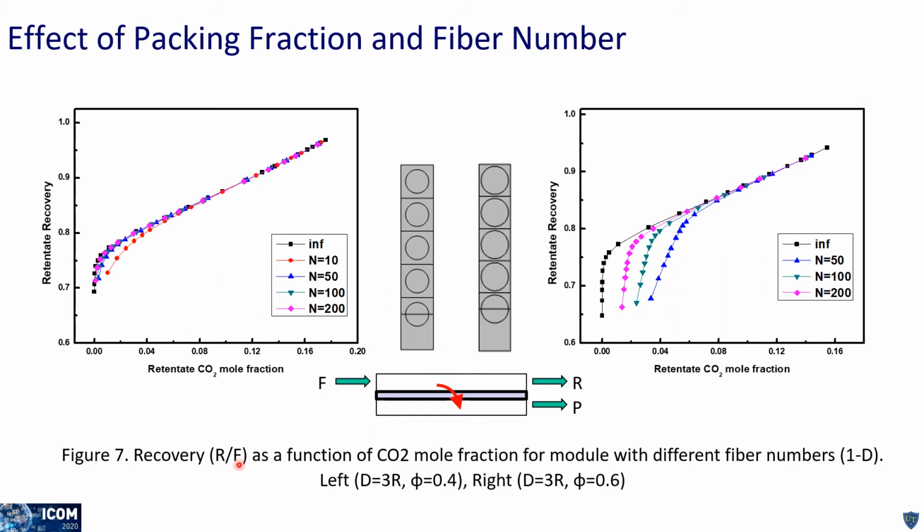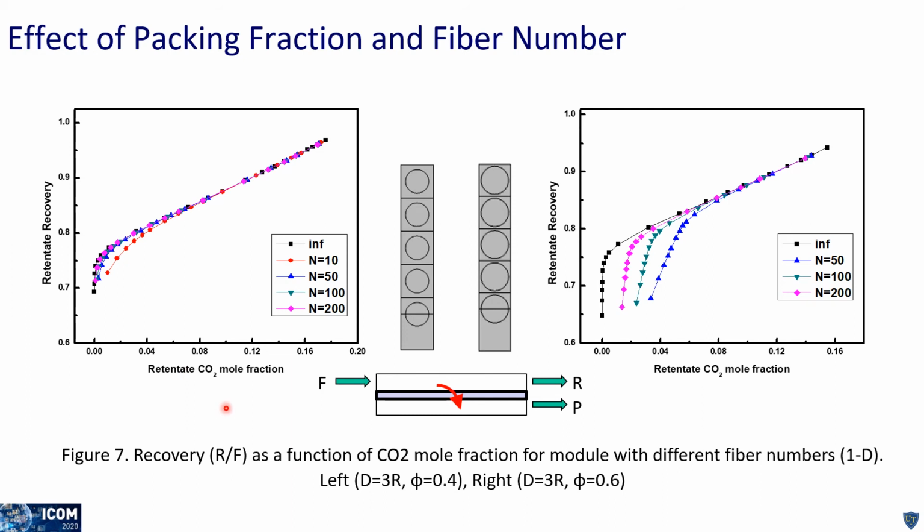So here are the predictions of retentate recovery. This is the ratio of the retentate flow, the flue gas. You can think of this as a flue gas that's had the CO2 removed from it, as a function of the concentration of CO2 in that flue gas. So ideally, we'd like to bring this concentration of CO2 down low. We'd like to recover the CO2 for sequestration.